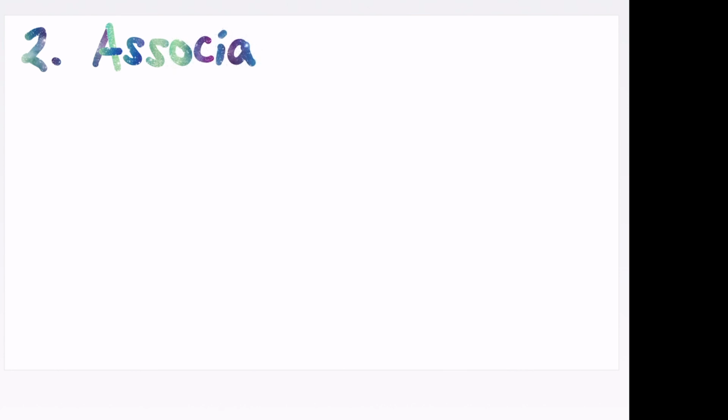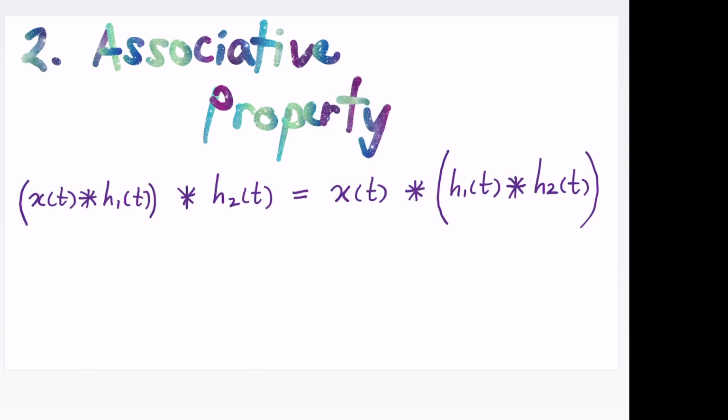Basically, the convolution involves three different signals, xt, h1t, and h2t. At the left side of the equation, the convolution of xt and h1t is applied first. After that, the output of the convolution is subjected to the second convolution with h2t.